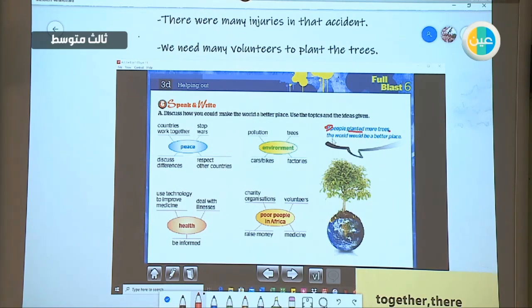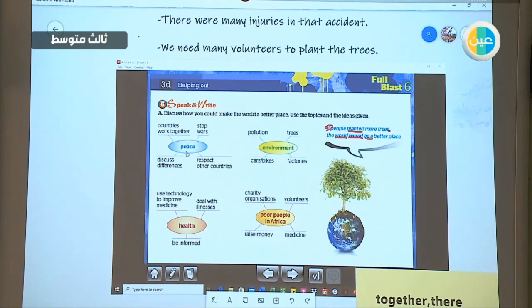Then the main clause will have would or sometimes could. Sorry, here is would plus an infinitive form of the verb. So if in the if clause with a verb in the past tense. In the main clause, we're going to use would or could plus a verb in the infinitive form. Now, let's see the sentences together.